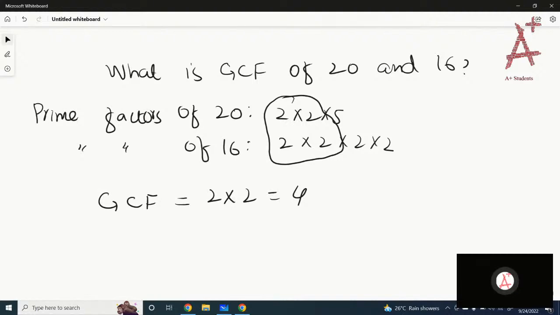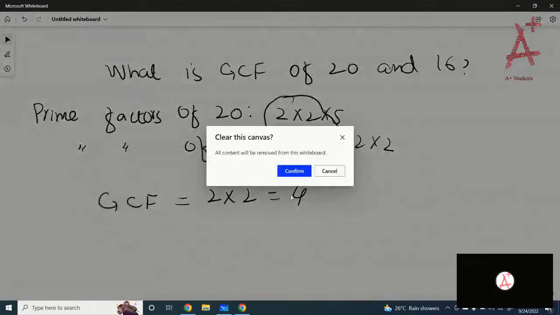On the top right corner, you have a test button. Just click on the test button so that we can do practice questions. Are you following the instructions? Are you on the test? Okay. The first one is, what is the greatest common factor of 12 and 4?